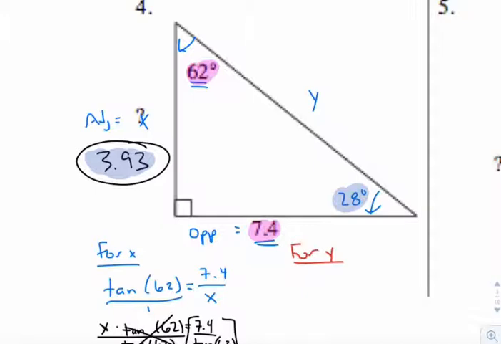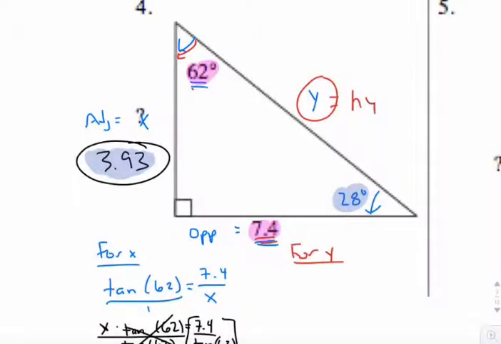Same routine as before. I need to pick an angle. I need to pick some side lengths in the right ratio. I'm going to pick 62 again as my reference. I'm going to use 7.4 again for my known side length and then solve for y. If I'm standing at 62, 7.4 is still my opposite side.